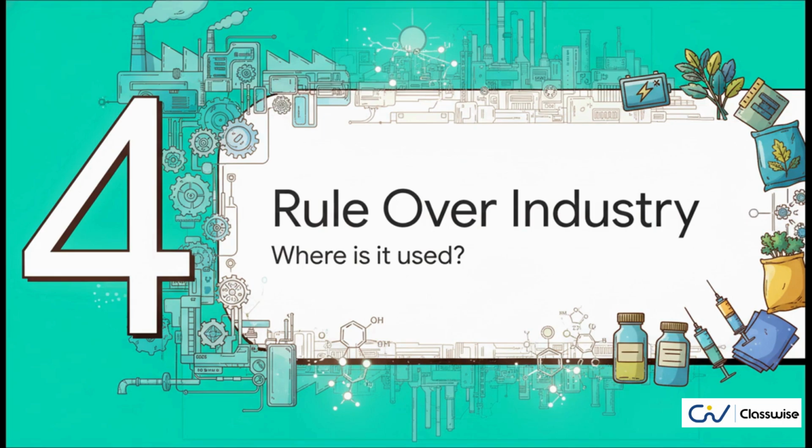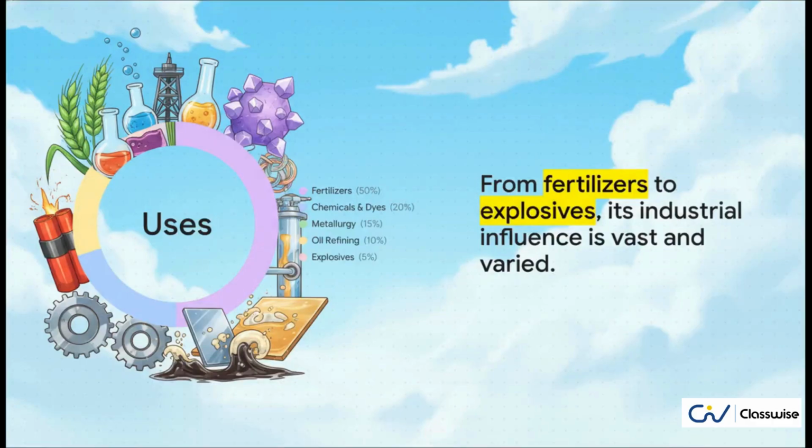And that brings us right back to why it's called the king. With all these crazy properties, you can bet it's used everywhere. So let's explore its massive industrial empire. So take a look at this. The number one use by a long shot is making fertilizers. Without it, we'd have a much harder time growing all the food we eat.